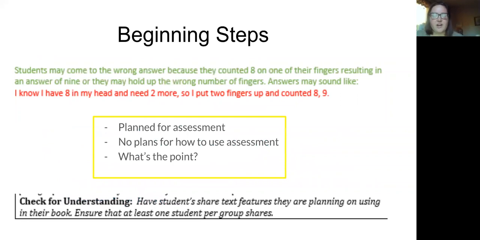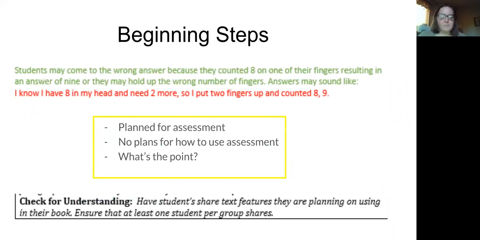I'm going to show you our beginning steps. And these are 2 lesson plans, screenshots from math block and then my lit block. And you can see I kind of planned for assessment, but not really, or I didn't plan on how to use it. So really, what's the point of it? And here in math block, it says students may come to the wrong answer. So I knew that they would have misconceptions and misunderstandings and need help, but I had no plan for what to do. So I knew they might be misunderstanding things, but what am I going to do with it?